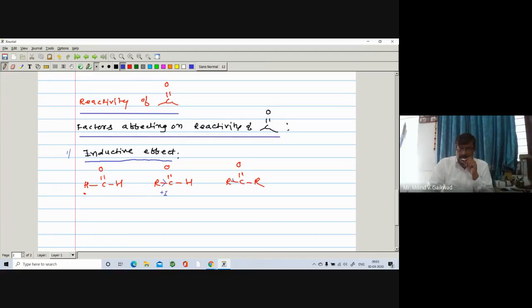But in case of ketone, for example acetone, there are two R groups which exhibit plus I effect. So there are two plus I effects, so the positive charge on the carbonyl carbon is less. That's why we can say that formaldehyde is more reactive as compared to aldehydes other than formaldehyde and ketones. So this inductive effect affects the reactivity, right?